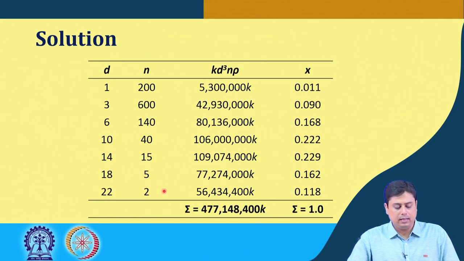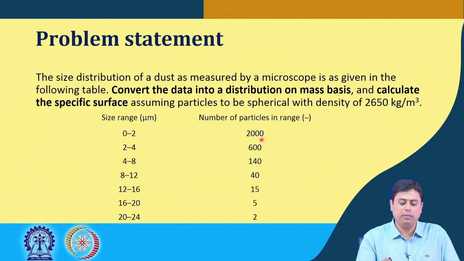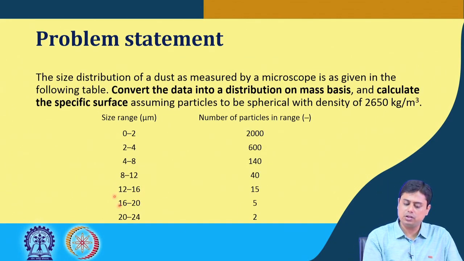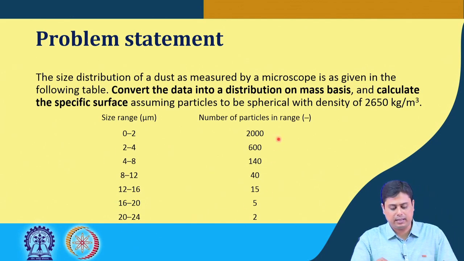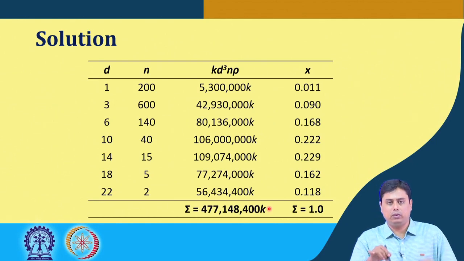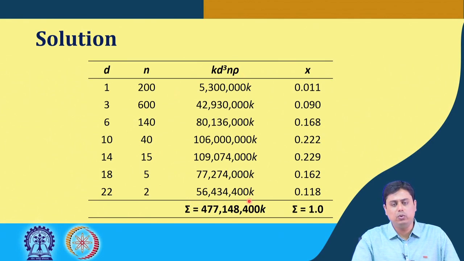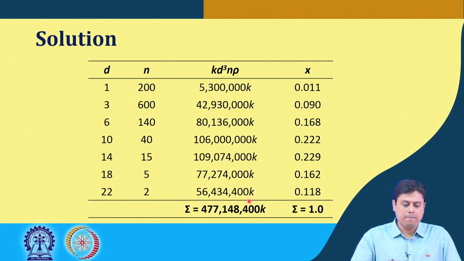Now, since this table that is given in the problem is in a small size range, there are only 7 ranges of particles given. That means we can do it by hand calculations, but when there is a huge variation in size, that can be done in some software like Excel or some other software.